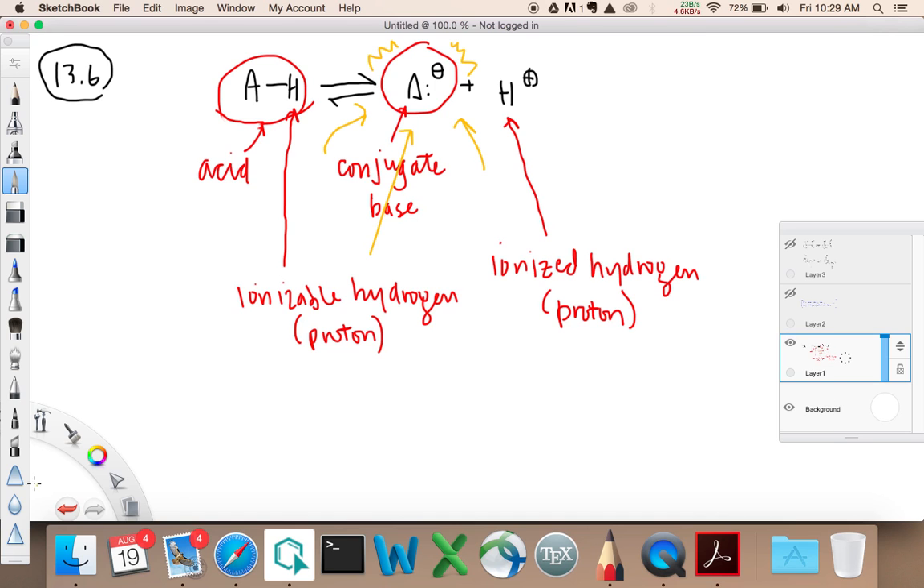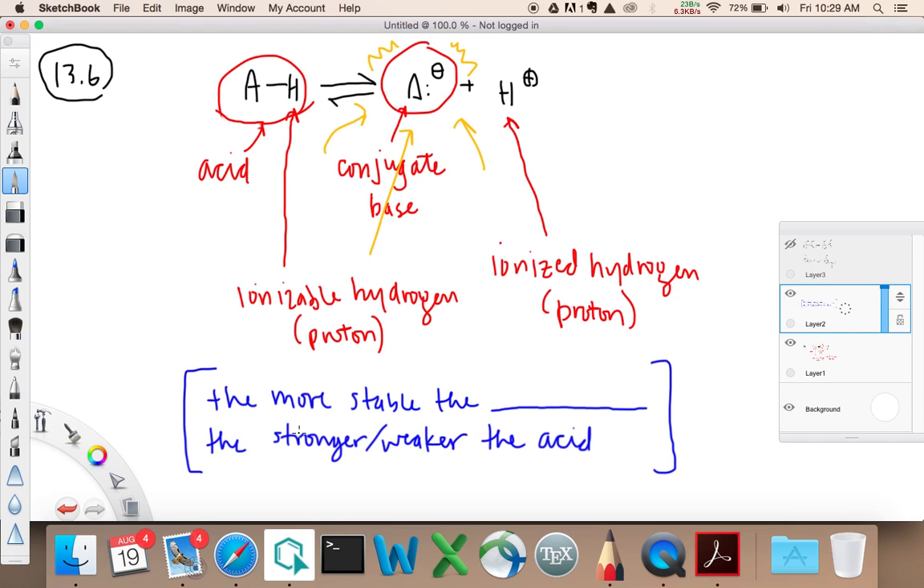So that said, let me go back here to black, and let's look at this and say that the more stable the blank, the stronger or weaker the acid. You know what? Pause the video and look at chapter 3, or guess, but don't let me just read this to you. Pause it and fill in the blank and circle stronger or weaker.